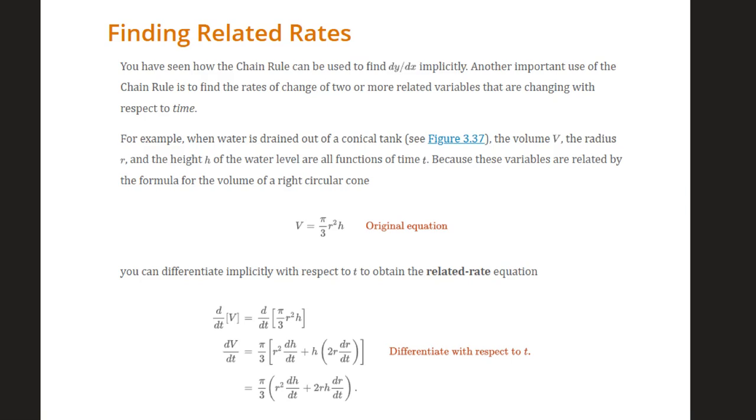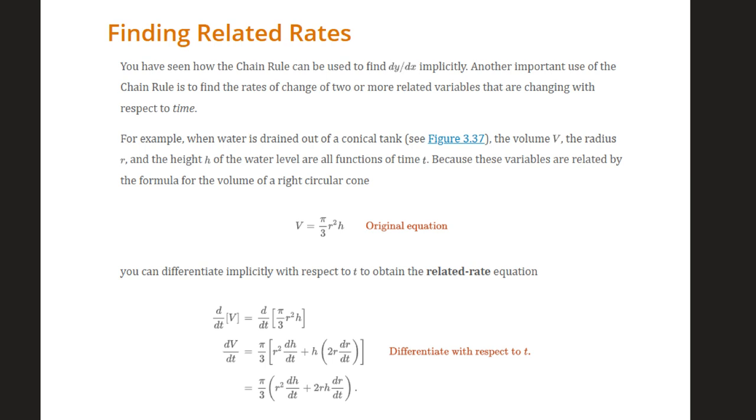When we find related rates, we're going to use implicit differentiation. One thing that we will note that's different is in related rate equations, you may have two or more variables that are changing over time. In implicit differentiation, we always took the y variable to have an underlying x variable that changed.